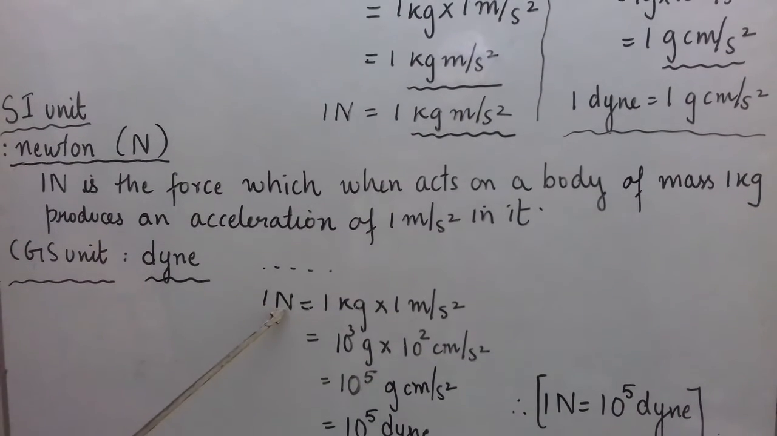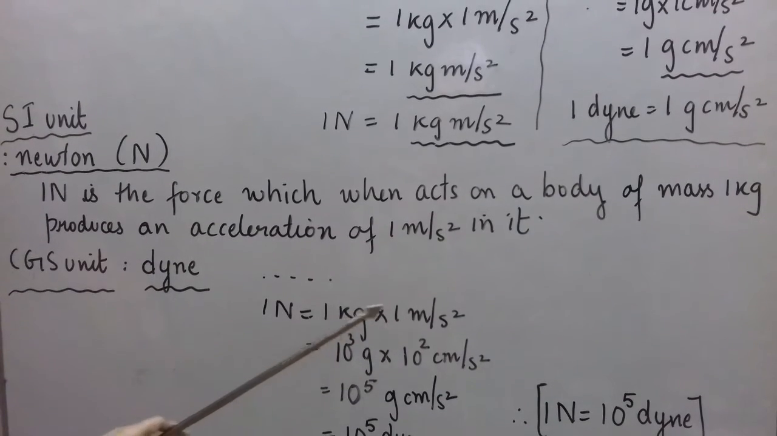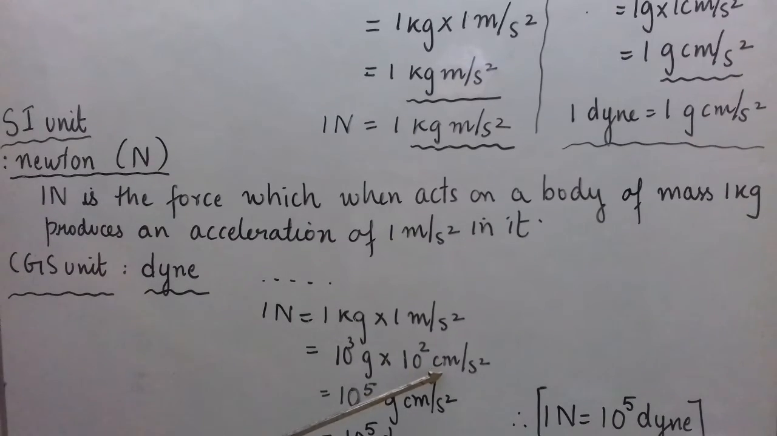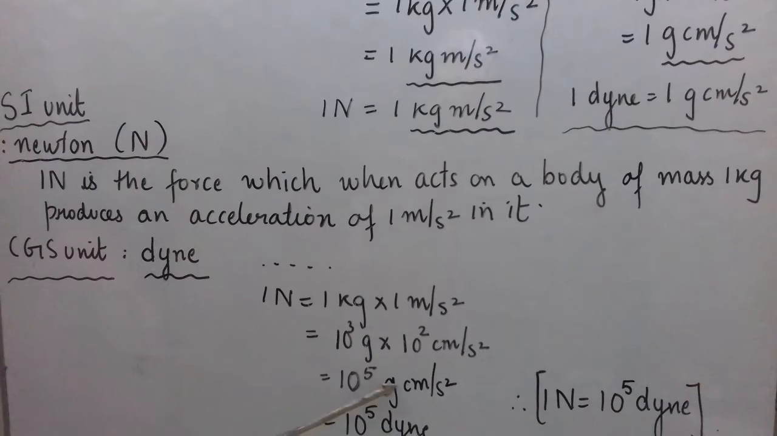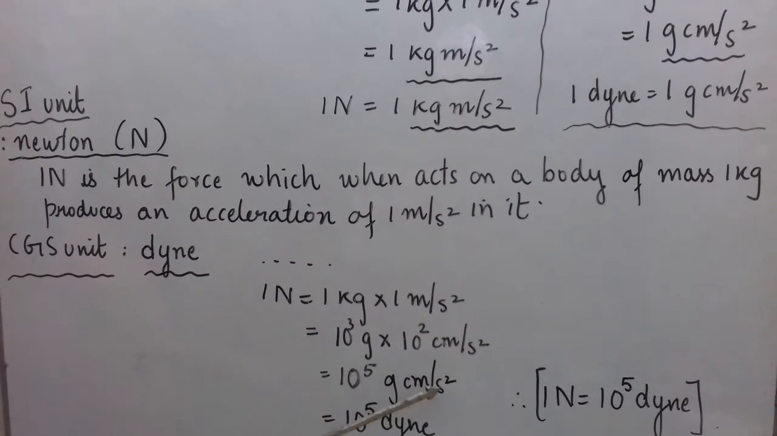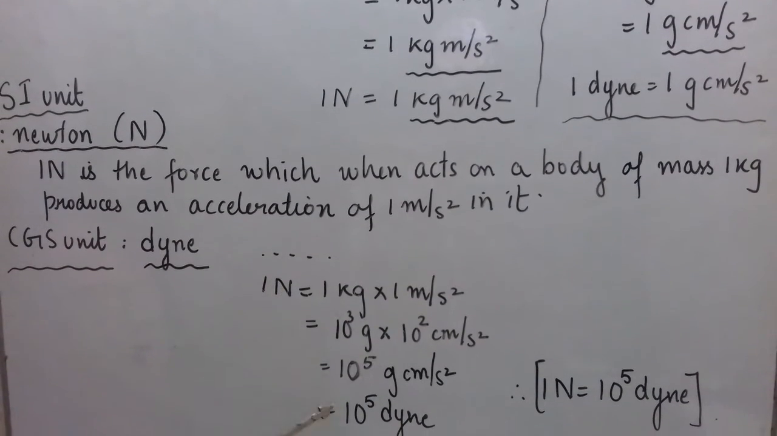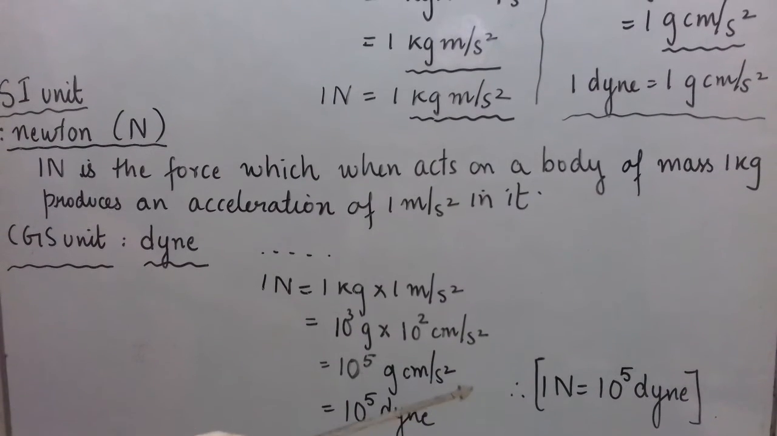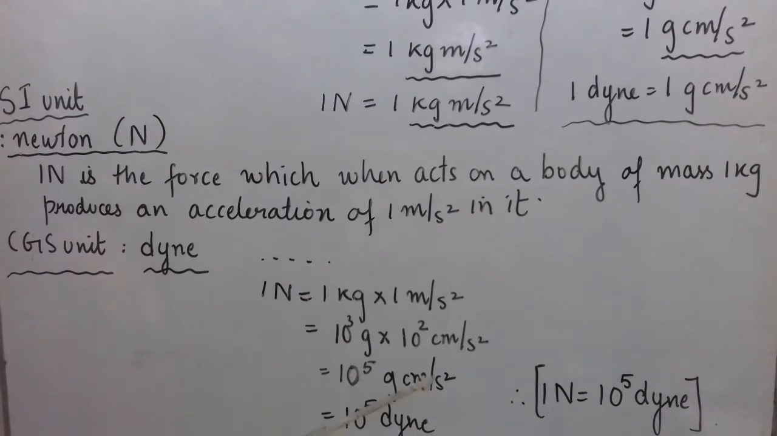So 1 Newton is 1 kg into 1 meter per second square. Convert this kg into grams and meter per second square into centimeter per second square. We get that 1 Newton is 10 raised to 5 gram centimeter per second square. But what is 1 gram centimeter per second square? It is dyne. So 1 Newton is 10 raised to 5 dyne. This is the relationship between the SI and CGS units of force. 1 Newton is 10 raised to 5 dyne.